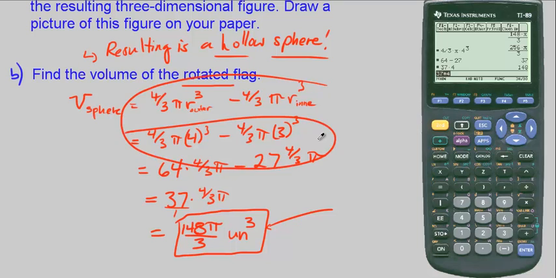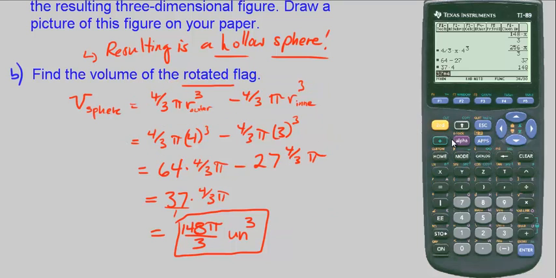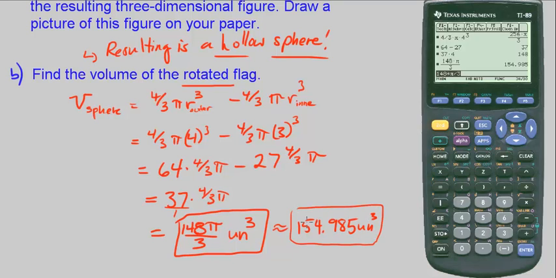Our calculator can do this for us, because I could also get the approximate answer. So 148 pi over 3, let's go ahead and approximate it, and that's approximately 154.985 units cubed. Okay, so either one will work, and that ends CPM Calculus Chapter 4, number 125.